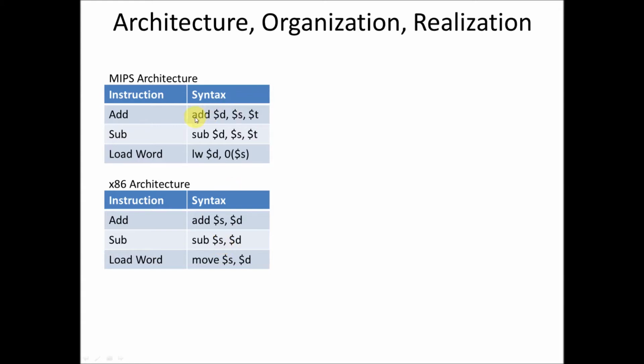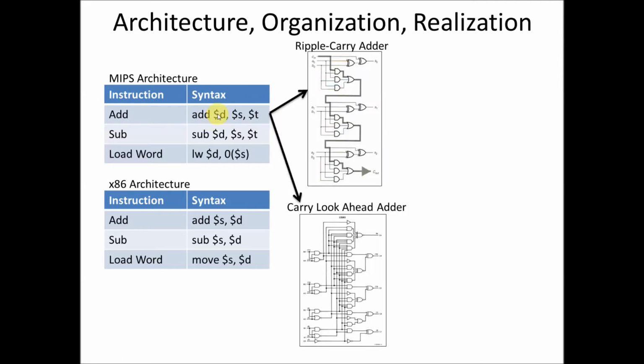Now at the organization level, the add instruction can be implemented in different ways. This is what we mean by organization. For example, the add instruction could use a ripple carry adder, which is slow but cheap, it's very simple, or it could use a carry look ahead adder, which is fast but expensive because it's very complicated. Now this is the organization level, which means that depending on what implementation I use, the add instruction will have an average execution time that's different. This would have a faster or lower CPI, and this would have a higher CPI.